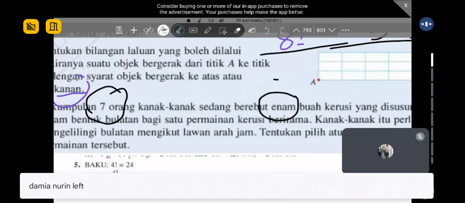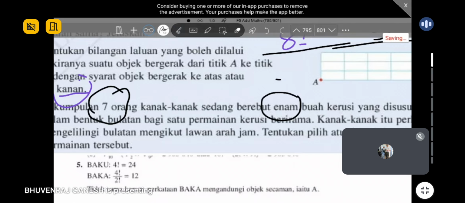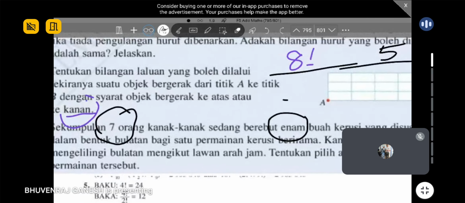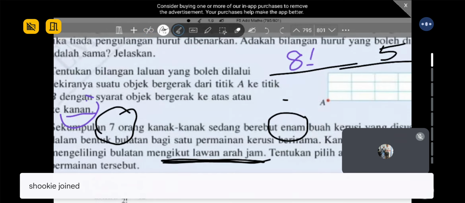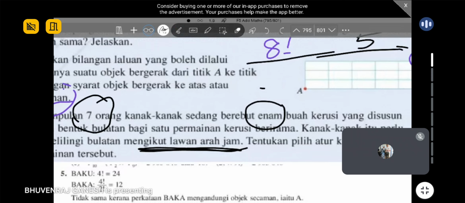NPR over R and also NPR over 2R. Okay, so macam mana kita tahu yang mana betul? Which one is correct? Okay, so basically the question say that kita kena ikut satu arah sahaja. Only one direction. So means that kita akan guna rumus NPR divide R, because only one direction. Satu arah sahaja. Kalau 2 arah, bahagi 2 R.